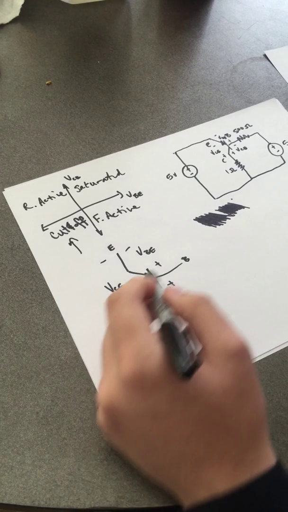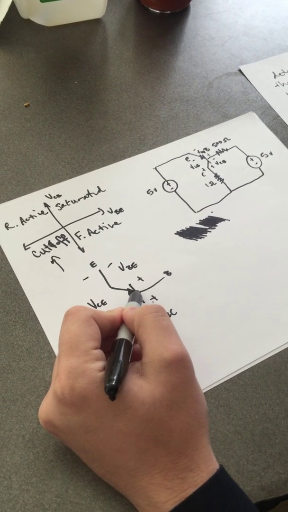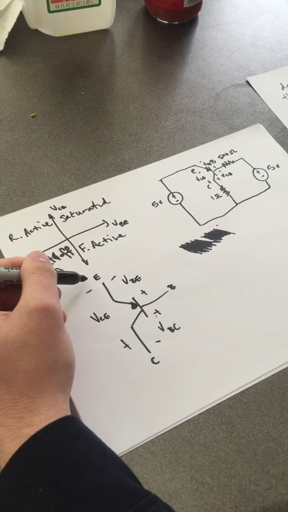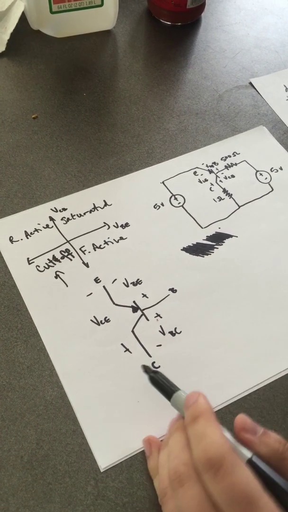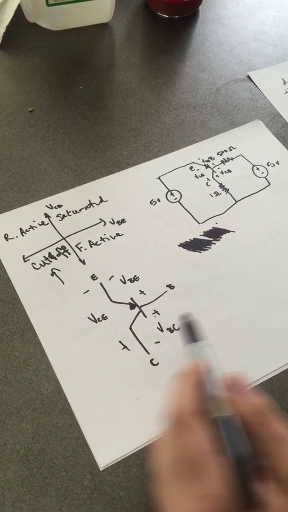Our transistor is a PNP transistor. You can tell this because of the way the arrow is pointing into the base of the transistor. Here you have your emitter, your base, and your collector, and your voltages at each junction.